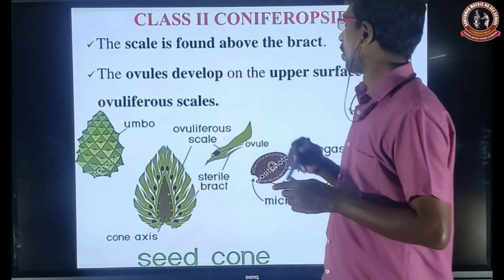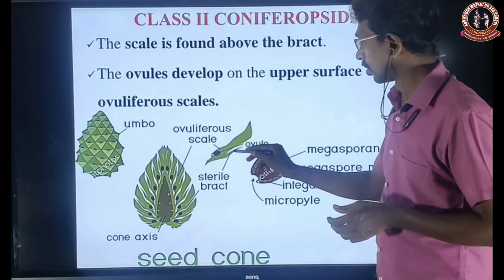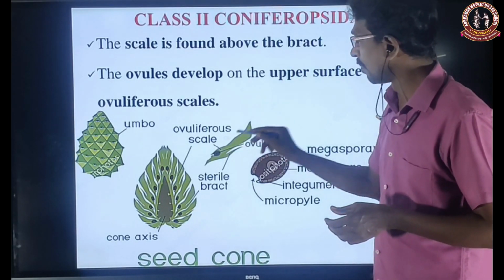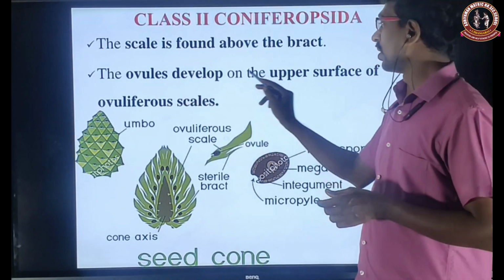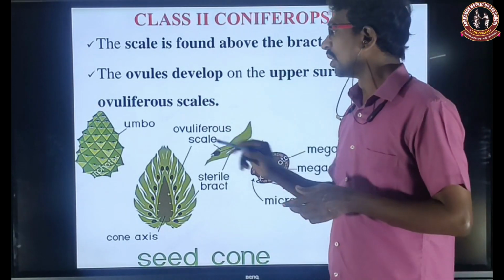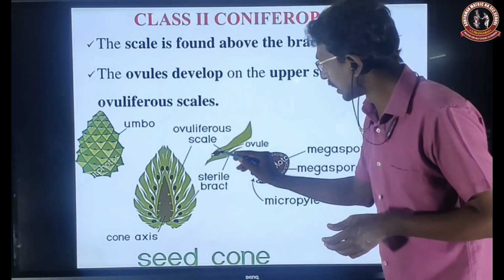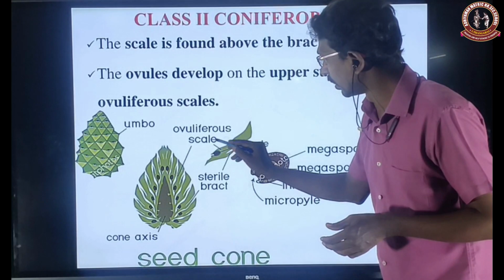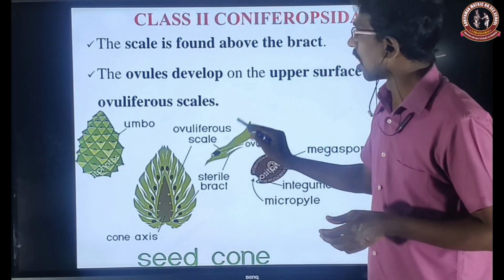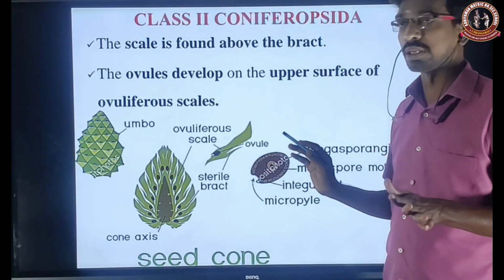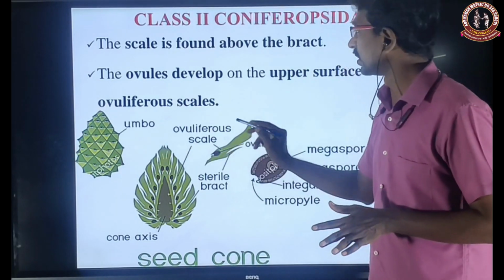The scales are found above the bract. The ovule develops on the upper surface of the ovuliferous scale. So it's the upper surface. It will be developed on the ovuliferous scale. Both are the same. So here the upper surface bears the ovule.